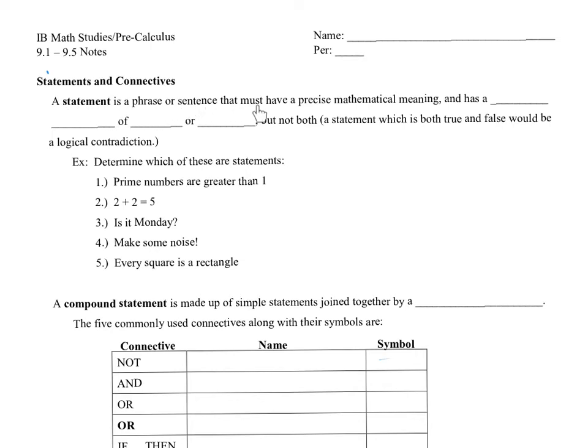A statement is a phrase or a sentence that must have a precise mathematical meaning, and it has a truth value of true or false, but not both. Okay, now we're talking about mathematical statements with mathematical meanings. A statement in math or in logic, which is both true and false, would be a logical contradiction. Now, in everyday conversational language, you might have a statement that has some truth to it and some falseness to it. But in mathematical logic, every statement is either true or false. It can't be both. So let's look at these and determine which of these are statements.